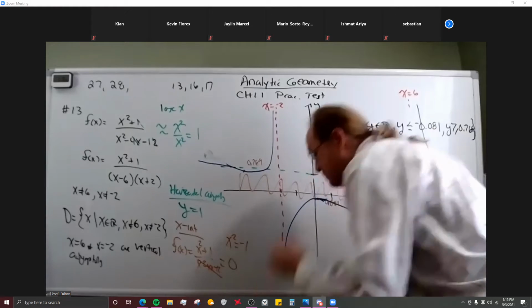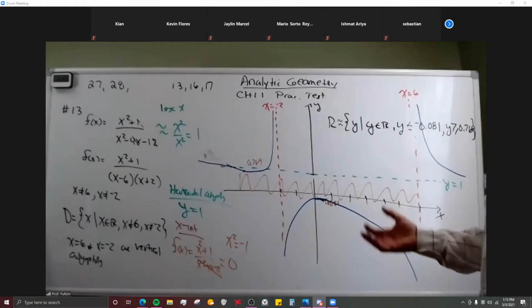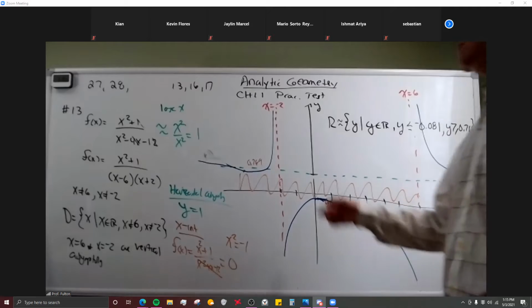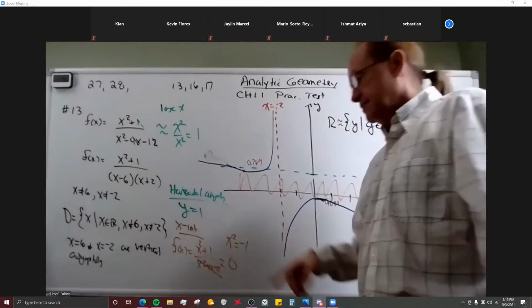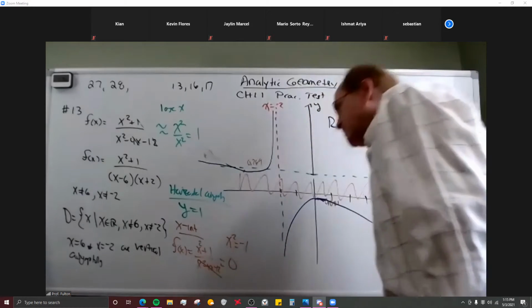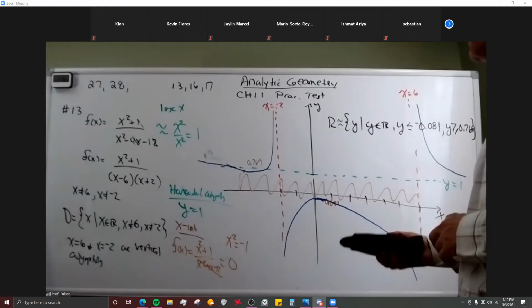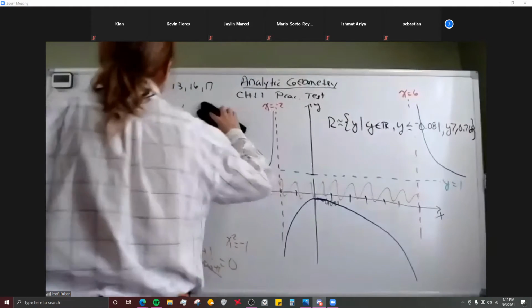And that's why it's great to have a tool such as Desmos. In the old days, you needed the calculus to find that. But in the new days, now we can use technology. And you can still find it with the calculus, but it's a little bit harder to do that.